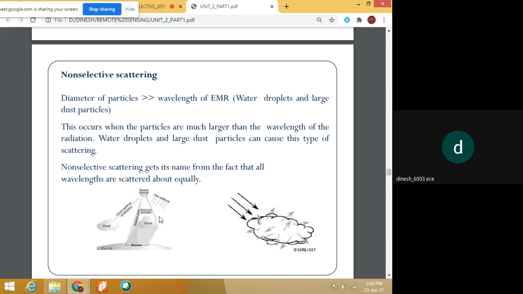So the diameter of the particles would be very much larger than the wavelength of the electromagnetic radiation. Other droplets, large dust particles, and so on. So this occurs when the particles are much larger than the wavelength of the radiation. Hence, the water droplets and the large dust particles can cause this type of scattering. So the non-selective scattering gets its name from the fact that all wavelengths are scattered equally, equal scattering in all directions and in equal amplitudes.